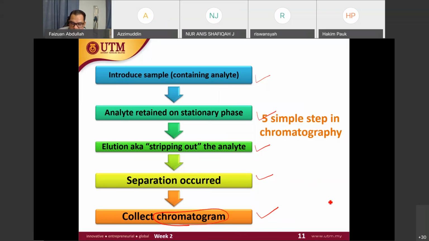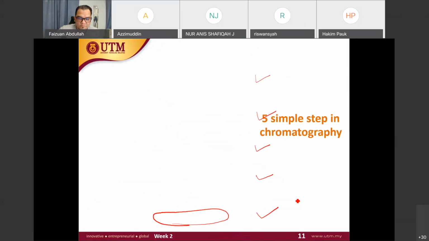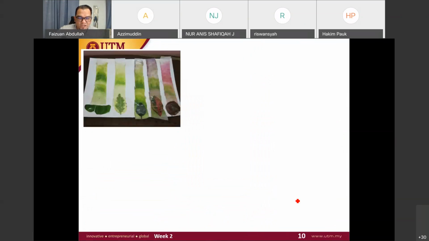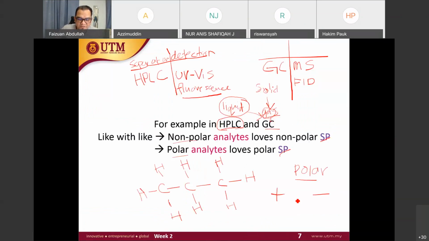Why is my slide not moving? I have not finished telling you about polar and non-polar, right? So let us go back again. If the propane is non-polar, then what is a polar compound? Can anybody give me examples? Water. Water, good example.